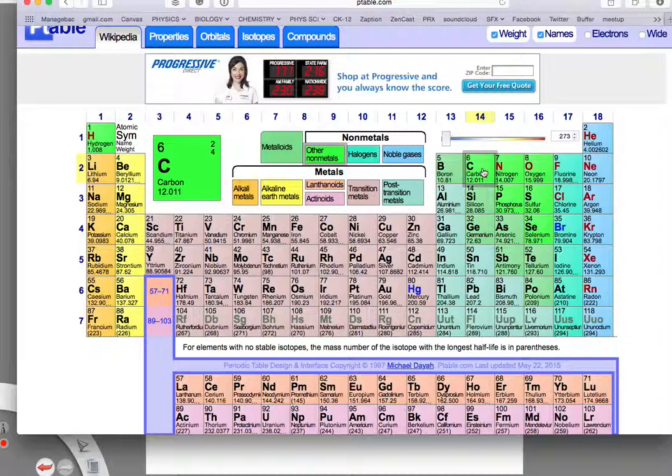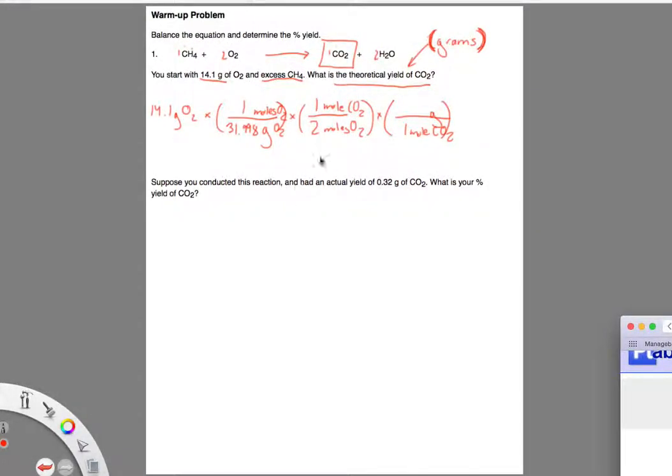12.011 plus 2 times 15.999. If you do that, you're going to get 44.009. So let's put it into this equation here. 44.009. Okay? Now all this is putting in numbers into your calculator.